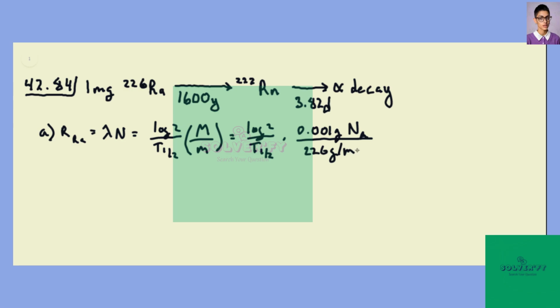So this will give us the total number of radium atoms we have, which is what we want, and then this is the decay constant. And so then the activity is 3.66 times 10 to the 7th becquerels, or decays per second.